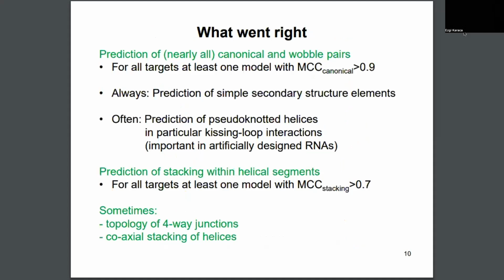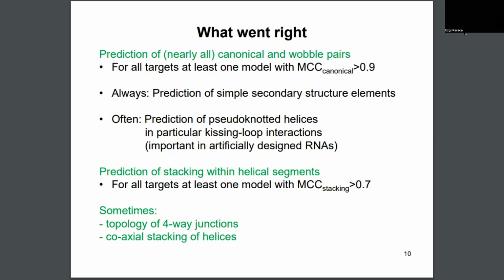At this stage, we can basically predict nearly all canonical and wobble pairs in the structure, especially the ones which are continuous in helices. So we have great MCC for those. We can often predict correctly the pseudoknotted helices, and in particular kissing loop interactions, which are important in artificially designed RNAs. And in general, prediction of stacking is very good within helical segments, even if there are non-canonical base pairs within such segments. And sometimes we can get topology of four-way junctions right, and coaxial stacking of helices.